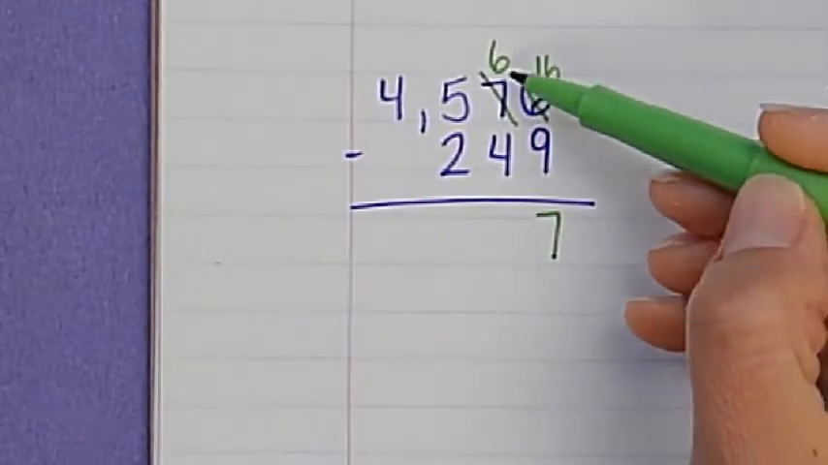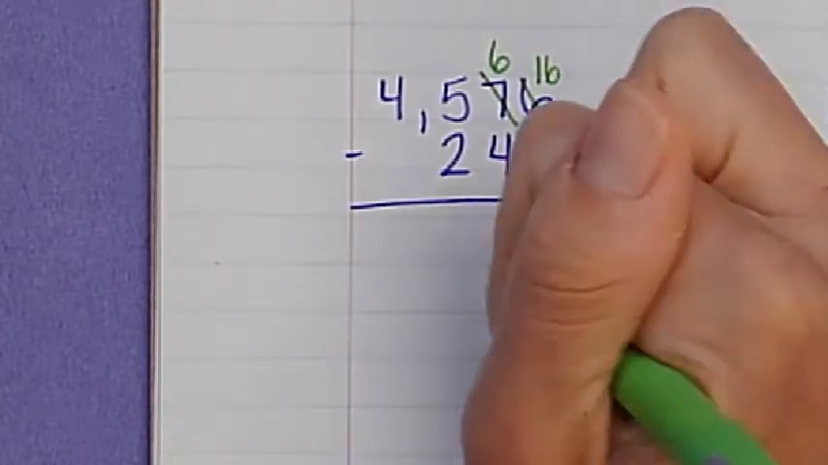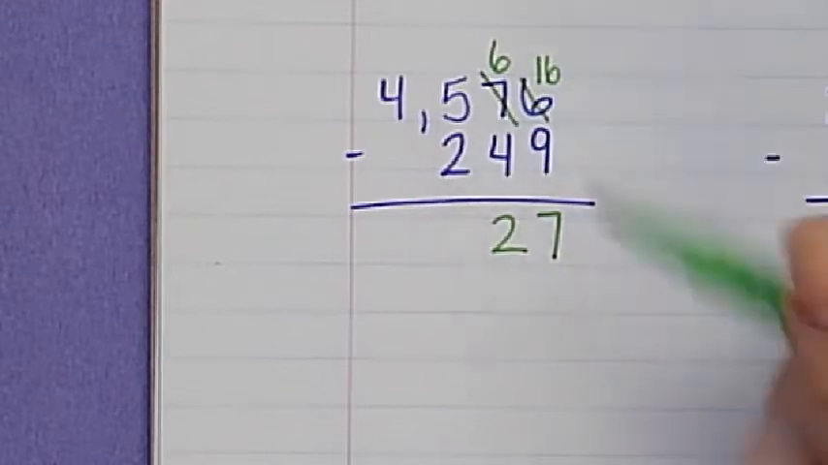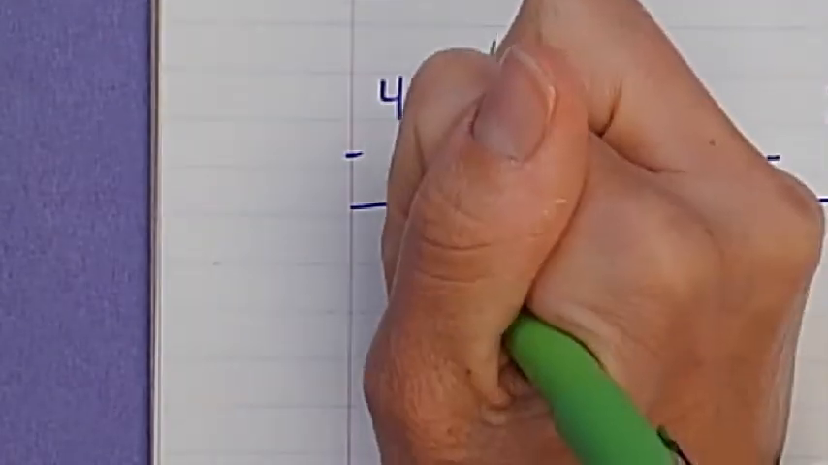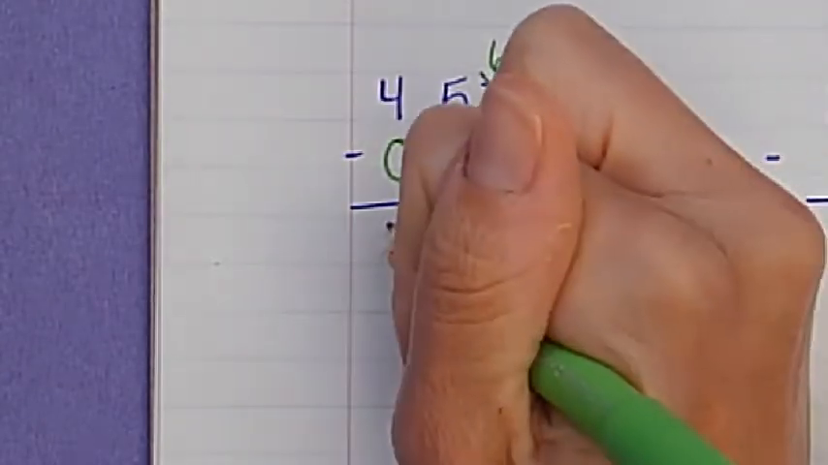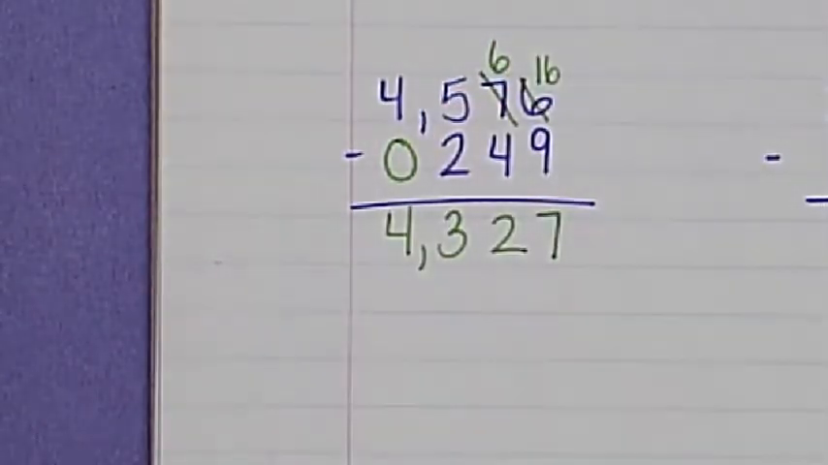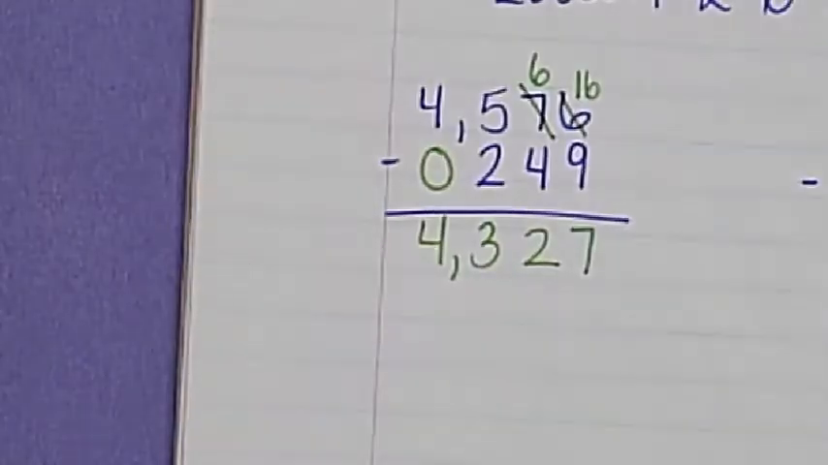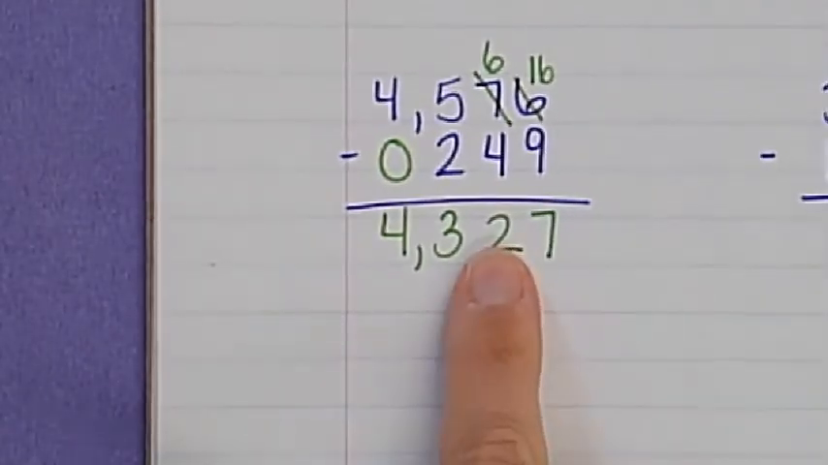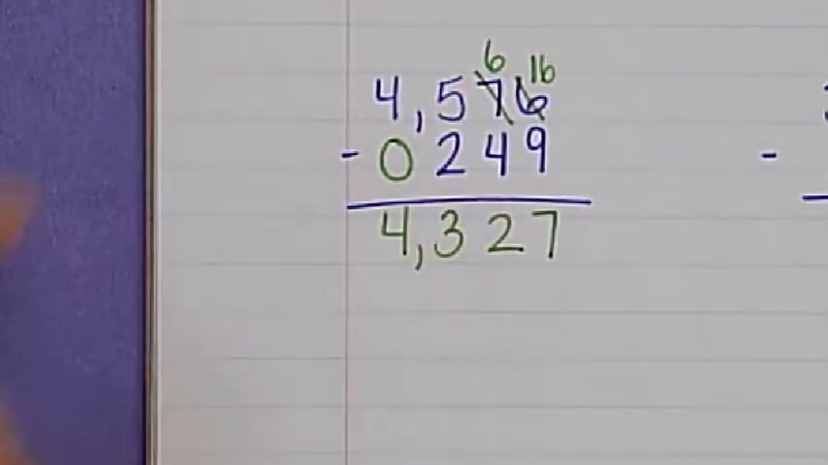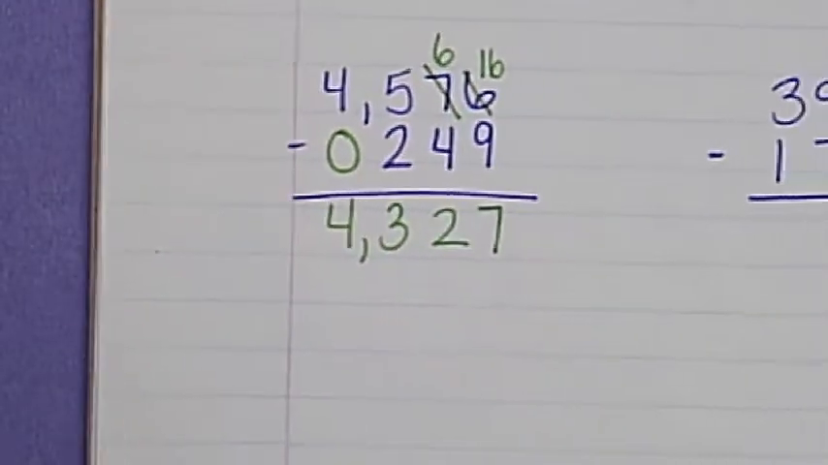And then I go to my tens place. 6 minus 4, I can do that. That is 2. I move over to the hundreds place. 5 minus 2 is 3. And I don't have any thousands here, so 4 minus 0 is 4. So I have 4,327 is my answer. If I wanted to go ahead and check my work, I could add the answer to my subtraction problem to 249, and I should get this top number. Okay, so we can use what we have here to help us check with addition.